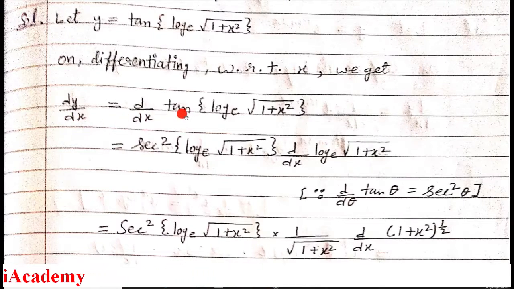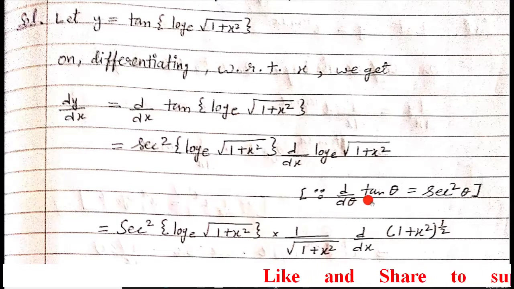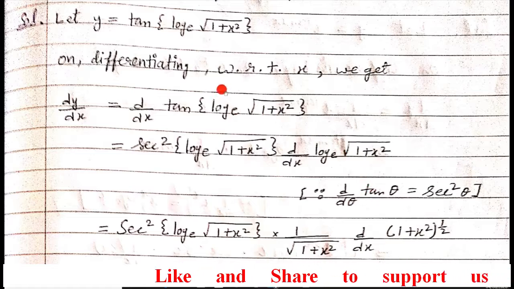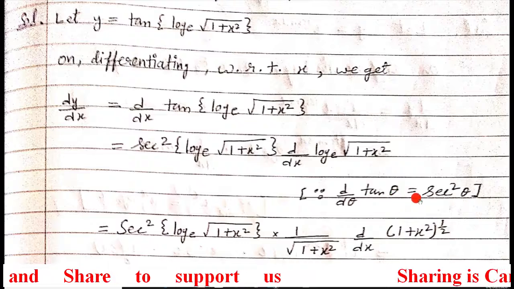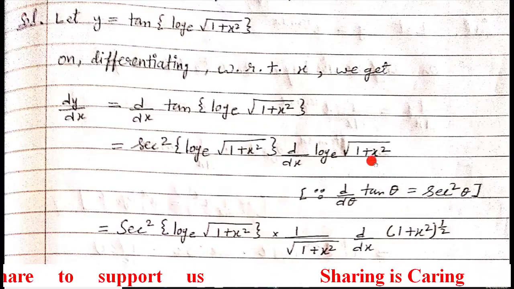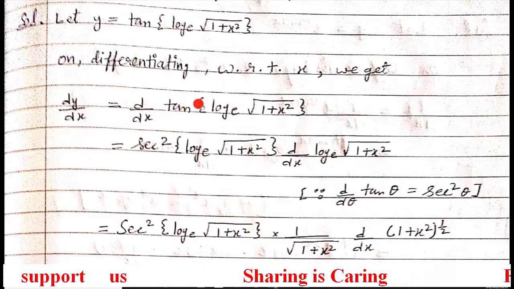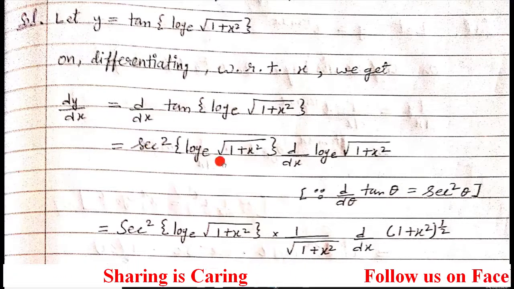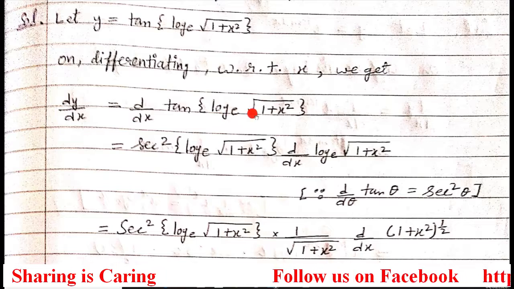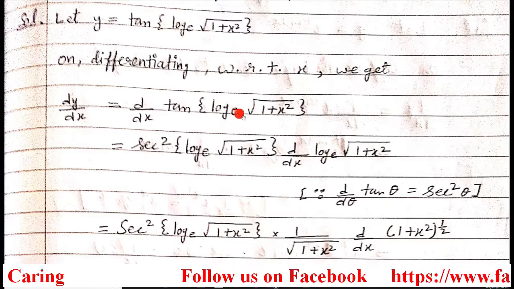So we have to differentiate this tan(log root(1 plus x square)). Just think that here you have theta. Then what is the differentiation of tan theta? That is sec square theta. So if we assume that it's only x, then the differentiation of tan x is sec square x. But it's not x, that's why you have to apply the chain rule here.